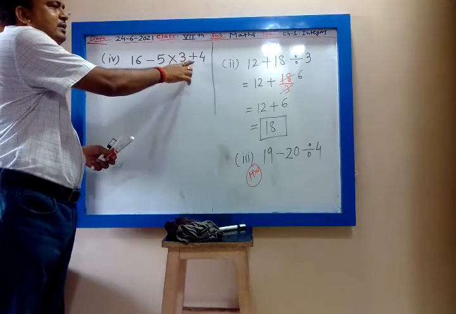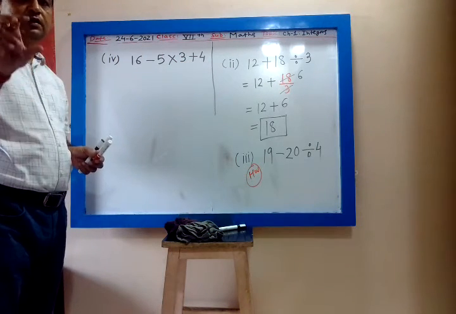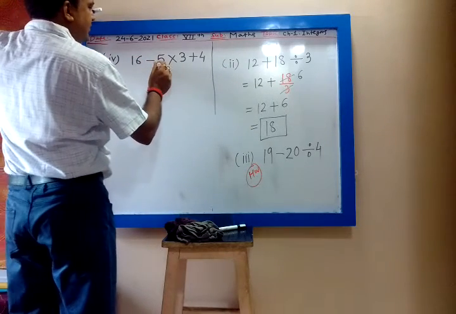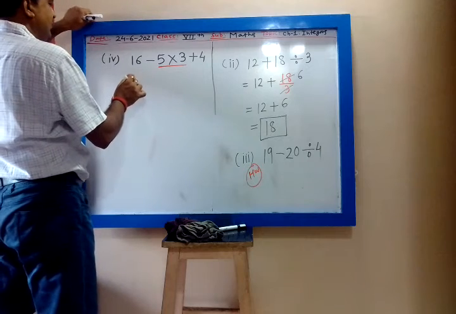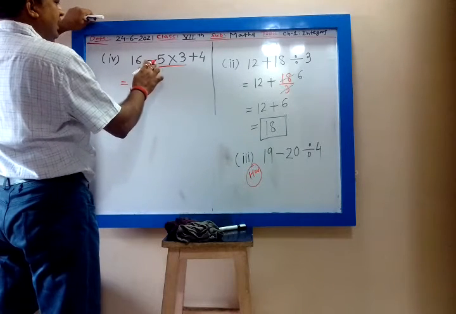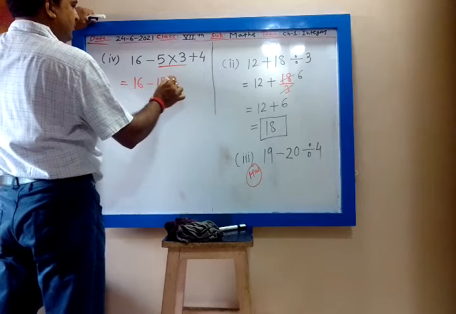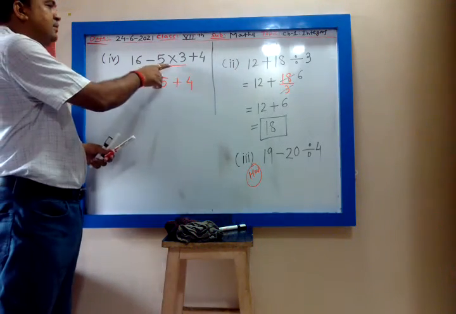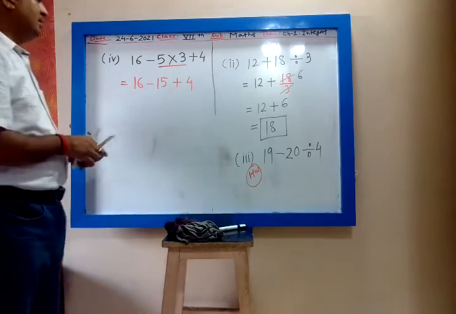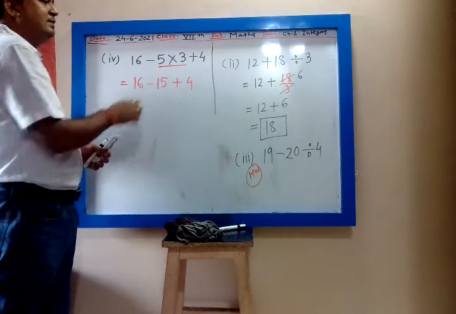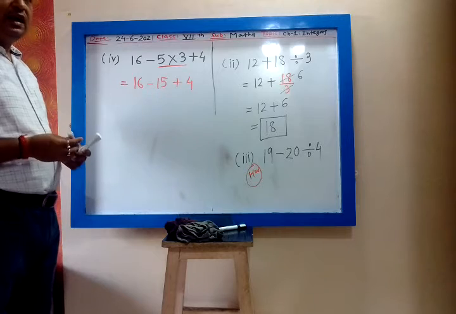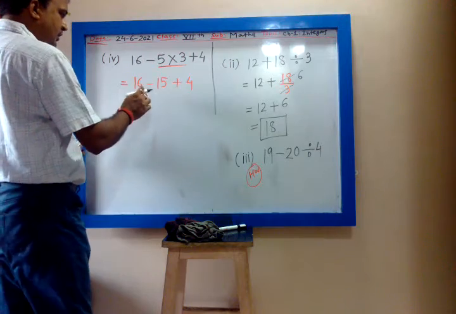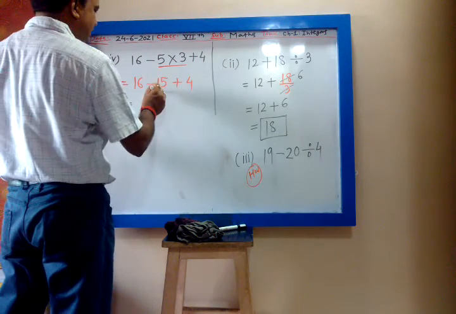According to BODMAS, first we perform multiplication. So other numbers we keep as it is. This we perform first. So that is equal to 16 minus 5 into 3, 15 plus 4. 5 threes are 15. Now again you have two signs, minus and plus. Which is performed first? Addition.